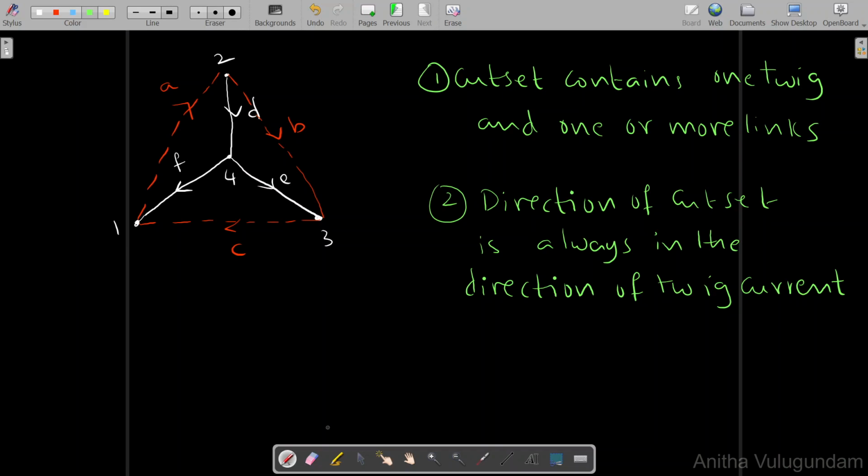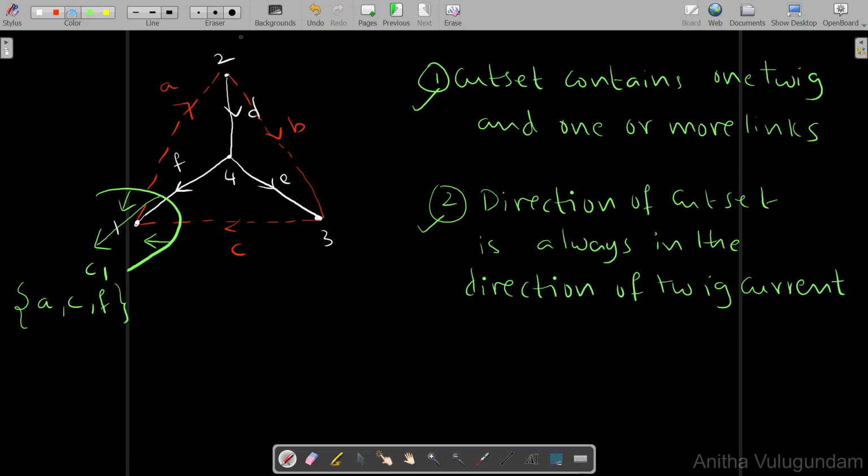So node 1 is connected to one twig and two links. So a cut set can be formed at this node. So this is one cut set. I'm naming this cut set as C1. And this is fine. Second point, the direction of the cut set is always in the direction of twig current. So the direction of twig current is in this direction. So this is in this direction, even in this direction, and here in this direction. So cut set C1 related branches are, let us write in alphabetical order, A, C, F.